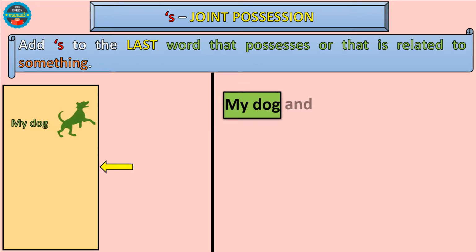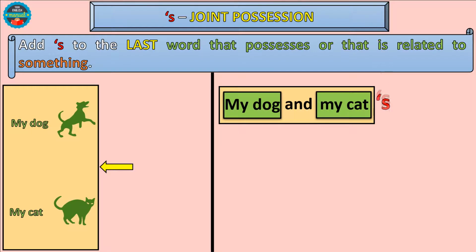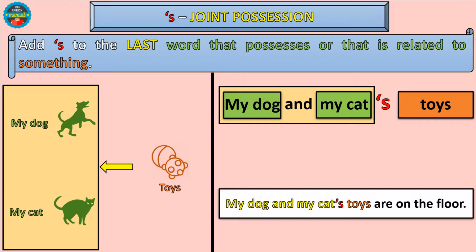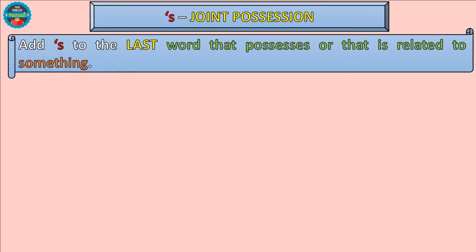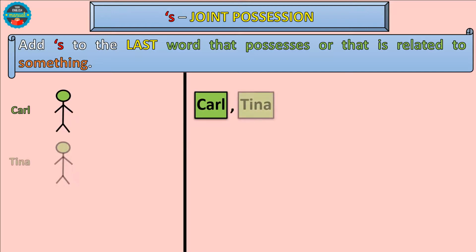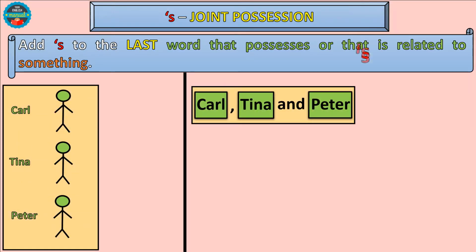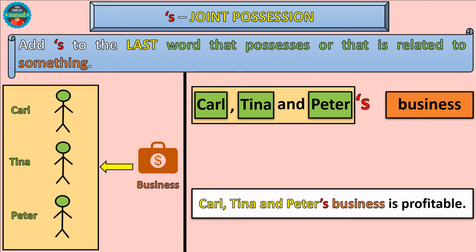My dog and my cat's toys are on the floor, since both my dog and my cat have the same toys. And of course, it doesn't have to be only two owners. The rule is the same. If it is joint possession, always place the apostrophe s only in the last name. For example, Carl, Tina, and Peter's business is profitable.